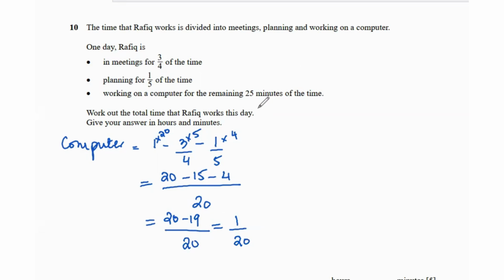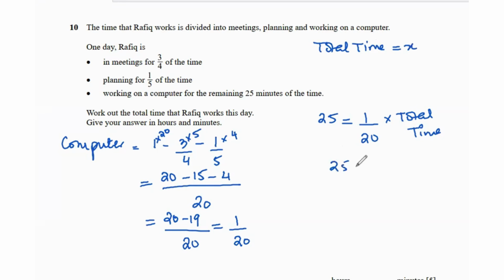Now 25 minutes is what he spends exactly on the computer. So that means 25 is equal to 1/20 times the total time. I'm going to say that the total time is variable x. So 25 equals 1 over 20 times x. So cross multiply because we're trying to find the value of x. So 25 times 20. Now 25 times 2 is 50. So 50 times 10 is 500. So 500 minutes is x.